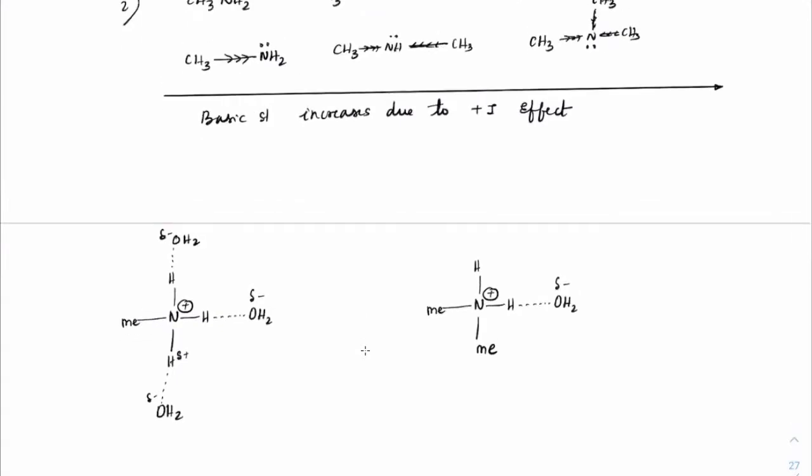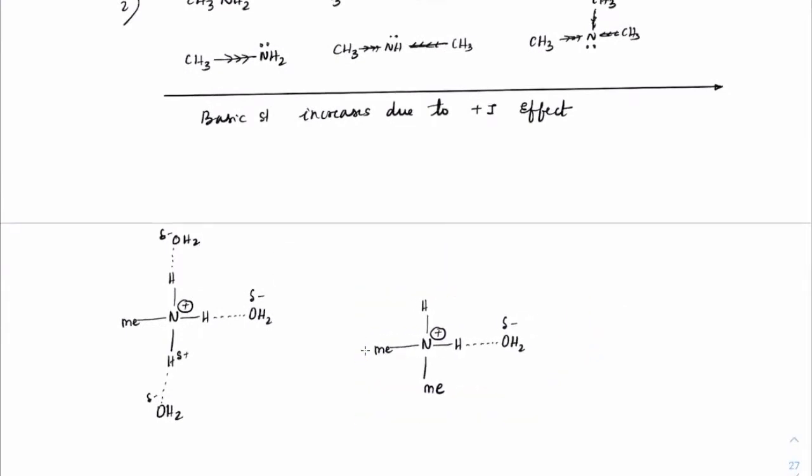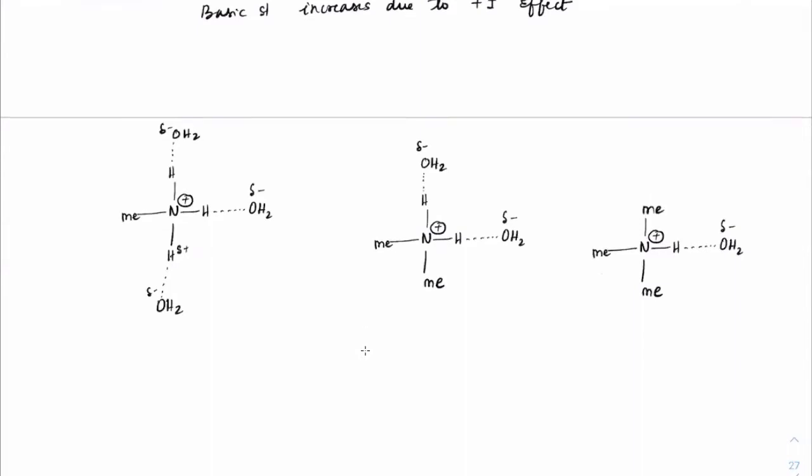But in the case of secondary amines, because we have methyl here, the hydrogen bonding will happen only at two locations. Now, if it is a tertiary amine, then hydrogen bonding will not happen at all three locations. It will only happen at one location. Now check which is more stable out of these three.